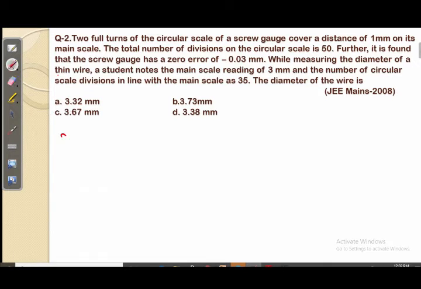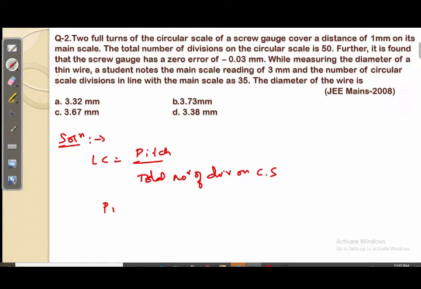So this is a practical question. They have used a micrometer screw gauge. The first thing is we have to calculate the least count. Least count is the least value that can be measured by the particular instrument. The LC of the micrometer screw gauge is given by pitch divided by the total number of divisions on the circular scale. So first let us find the value of pitch.